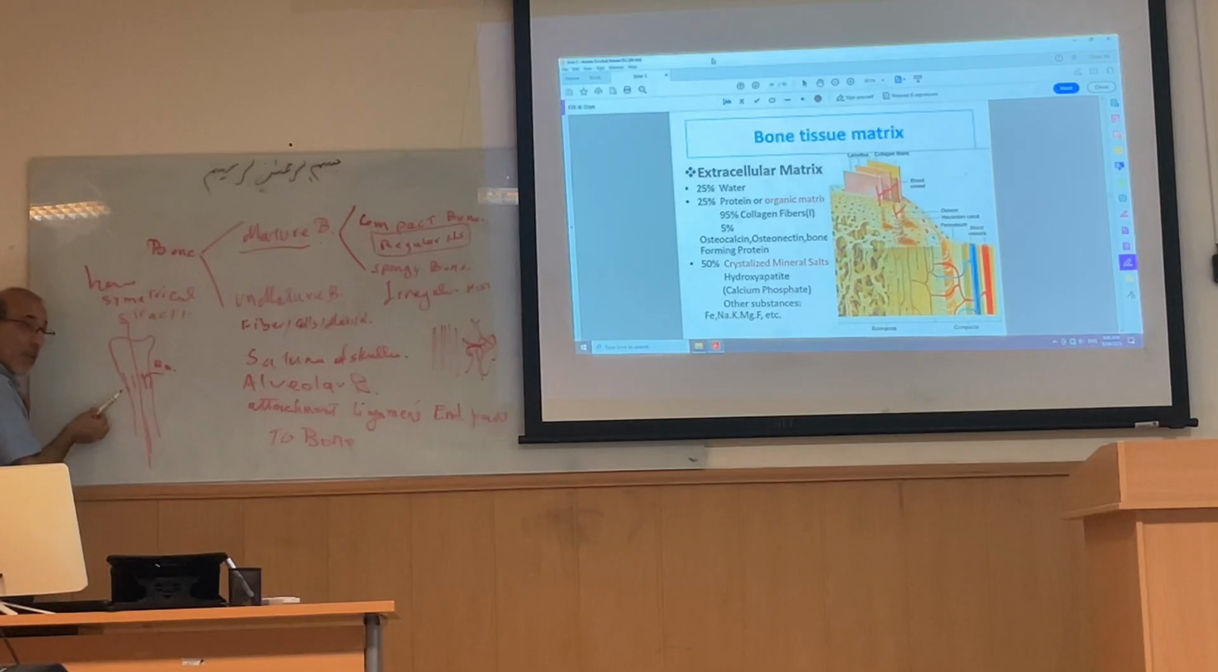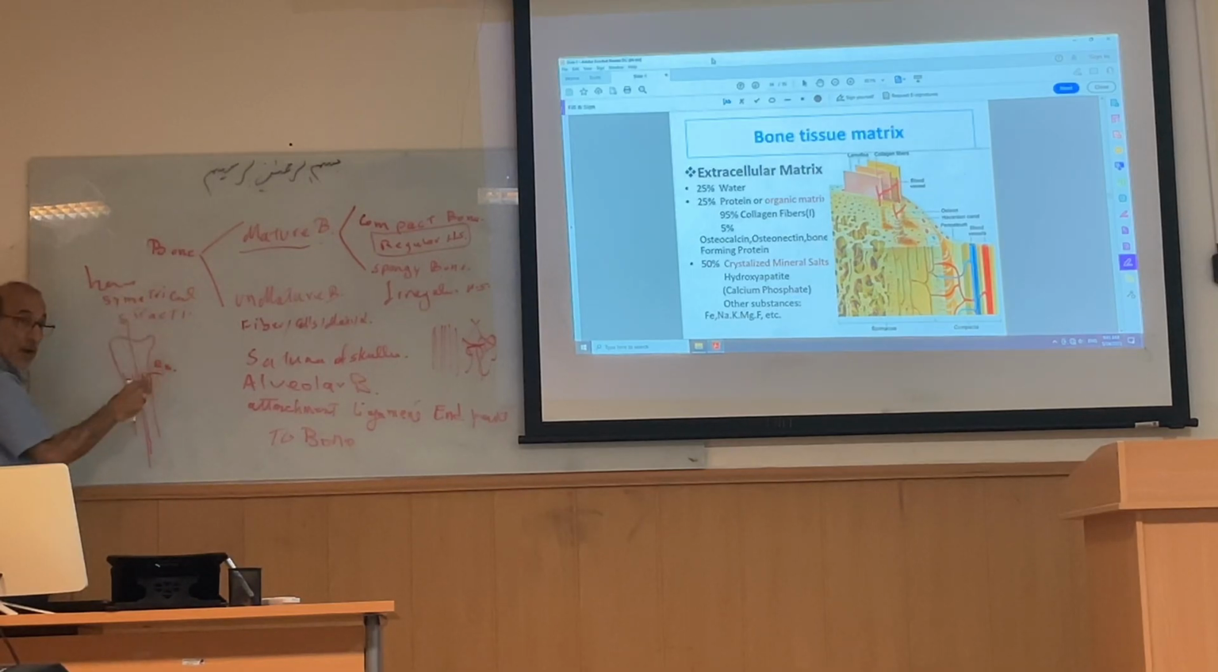In the peripheral part, you can see compact bone. In the central part, spongy bone, near the bone marrow. Compact bone is near the periphery of the bone, and spongy bone is near the center. Very good.